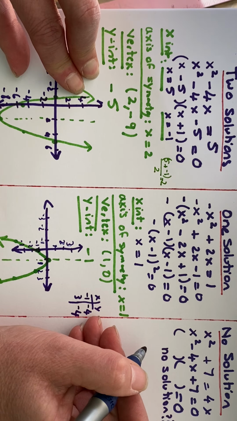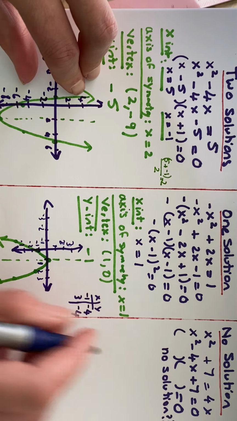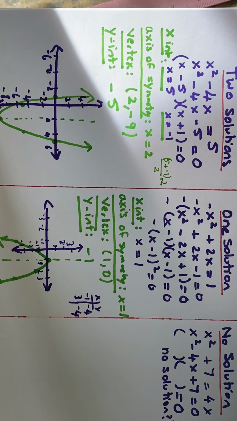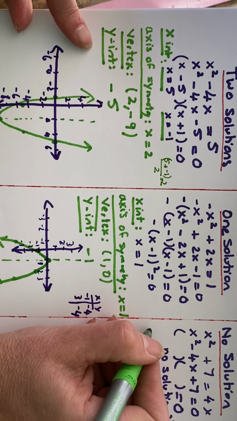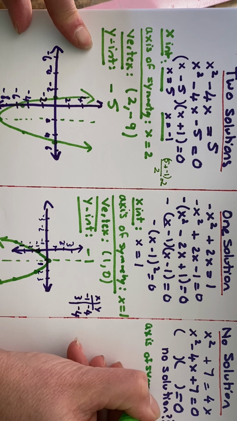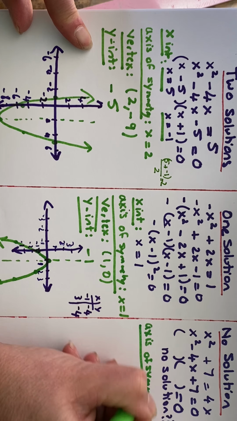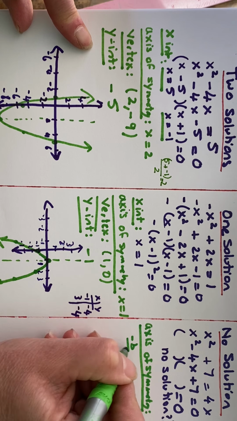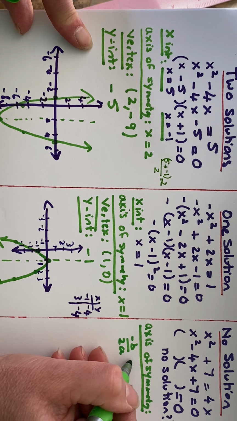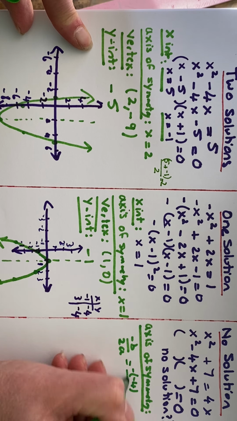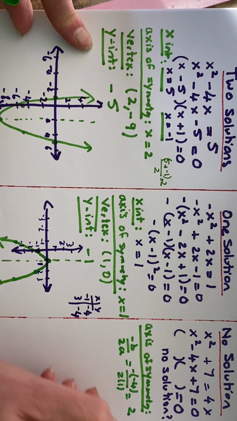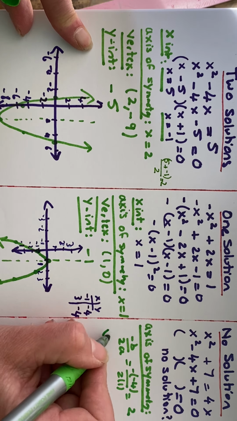Can I find an axis of symmetry? Well, I'm going to have to do it the old way, right? So the axis of symmetry is going to be negative b over 2a. Well, negative b is 4. 2a is going to be 2 times 1. It's going to be 2. So my axis of symmetry is 2.